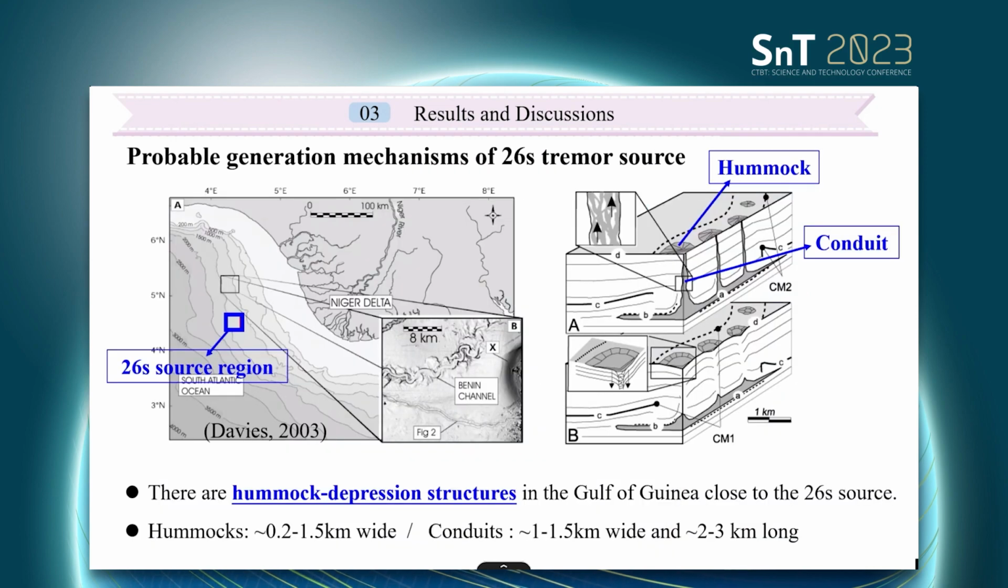And geology research also shows there are hummock depression structures in the Gulf of Guinea close to the 26-second source. In the left figure, the black square represents the study area and the blue square represents the 26-second source region. And from the right figure, we can see the hummock and conduit structures.